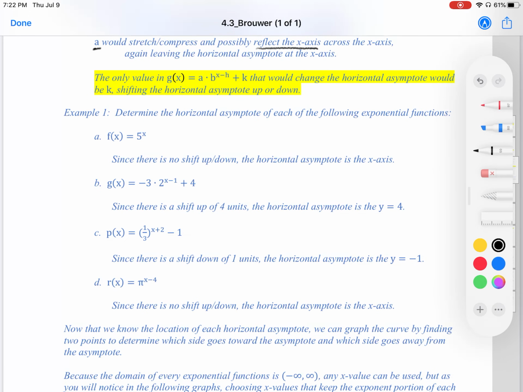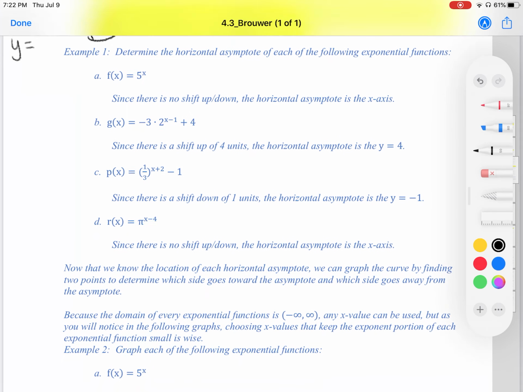All right, the only value in g of x that would change the horizontal asymptote would be k, shifting the horizontal asymptote up or down. So your horizontal asymptote will always be y equals a number. And what number is that? It's always a number that's hanging out on the side, not in the exponent's place. So let's take a look at example 1.